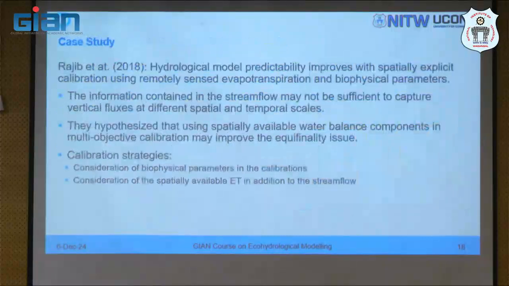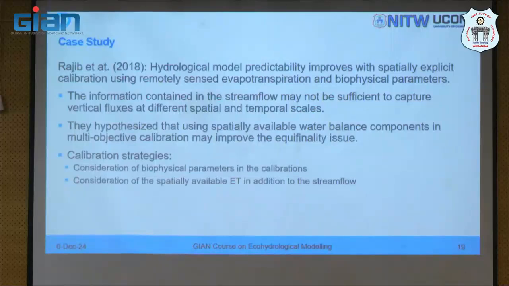And one of the case studies that we are going to refer to is of Rajiv et al. 2018, a Journal of Hydrology paper with the title Hydrological Model Predictability Improves with Spatially Explicit Calibration using remotely sensed evapotranspiration and biophysical parameters, right? So nice paper, you can go ahead and read it, okay?